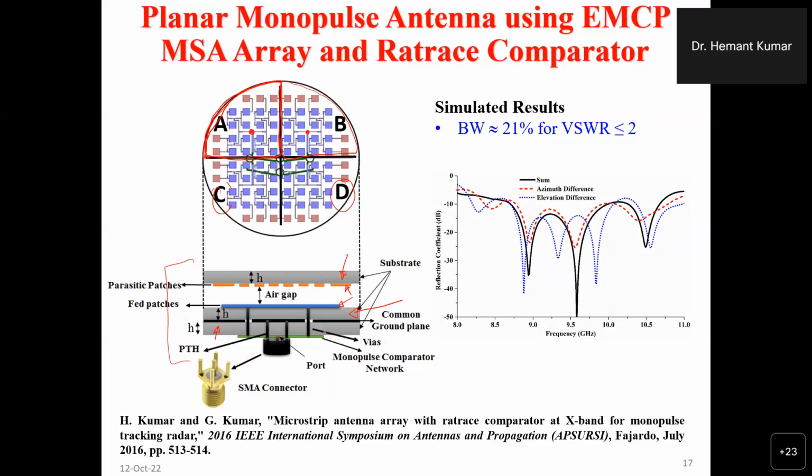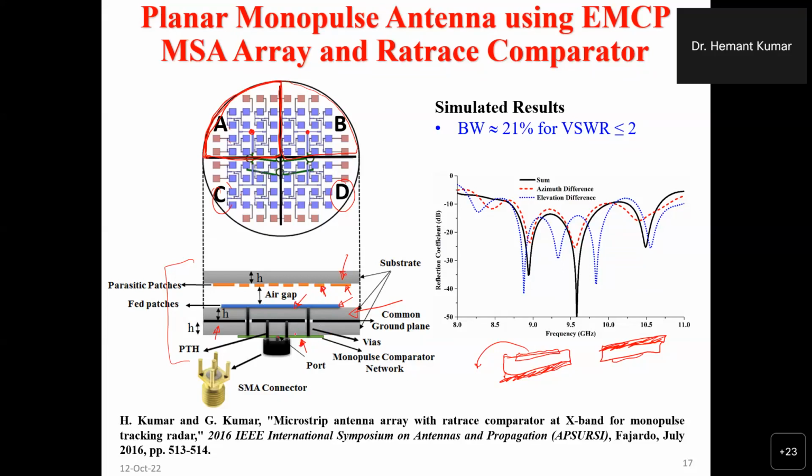So what we did, we inverted the structure of the monopulse comparator. Basically, the monopulse comparator was like this. This is the ground plane, and the monopulse comparator was designed over this. But we have inverted this. So this is the substrate, and over the substrate we have a ground plane, and here is the monopulse comparator. You can see this green area represents the monopulse comparator. This represents the active patches. This represents the parasitic patches.